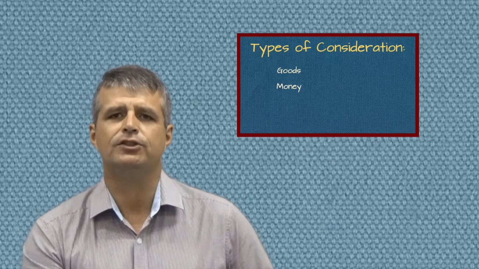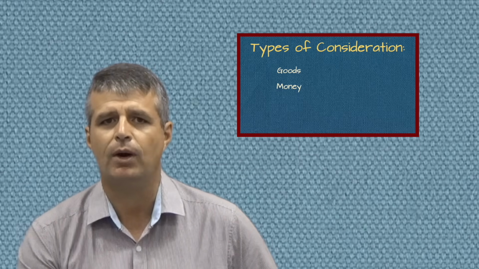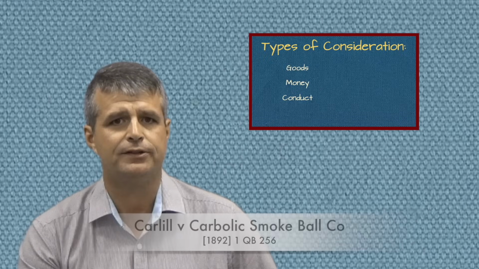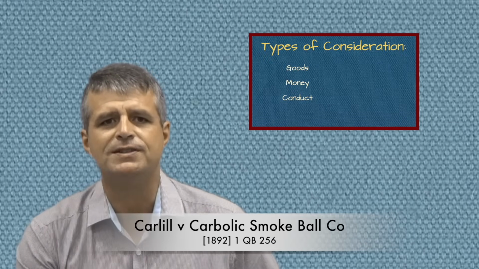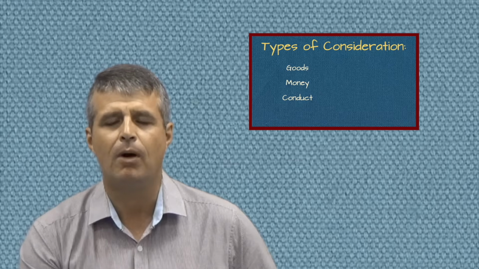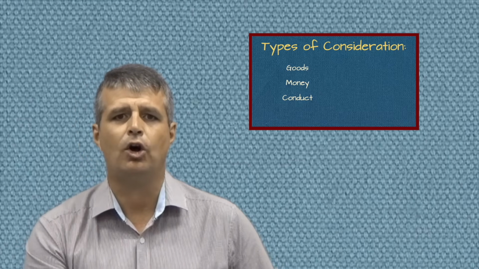So to make a contract, both sides have to give consideration. What sorts of things can be consideration? Well, the most obvious types of consideration are money and goods. But there are other types of consideration too. First up, conduct can be consideration. If I agree to pay you money and you agree to mow my lawn, well then my consideration is the money and your consideration is the conduct of mowing.